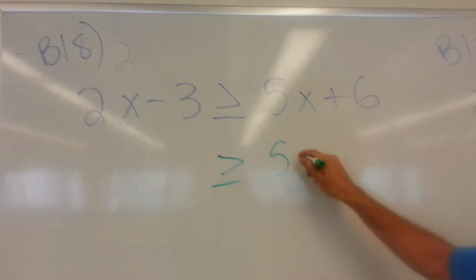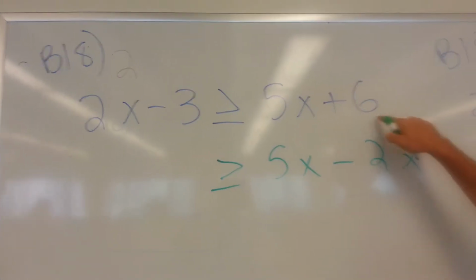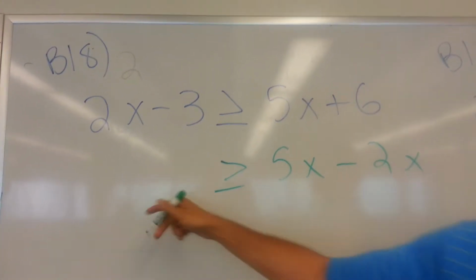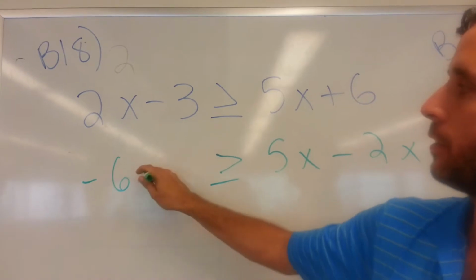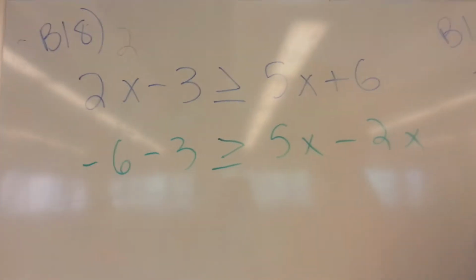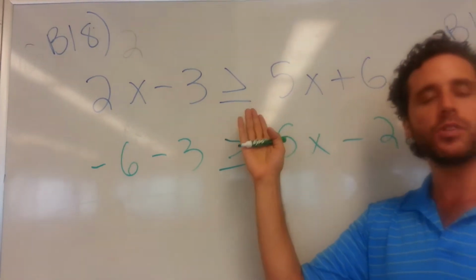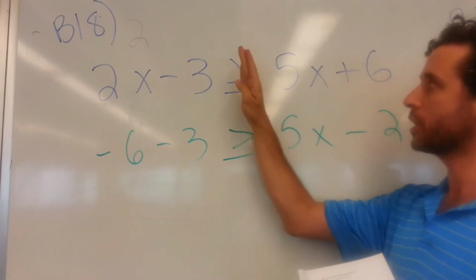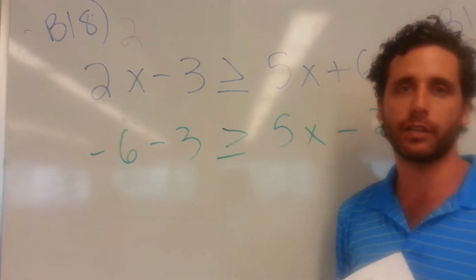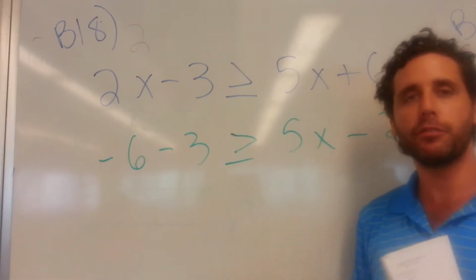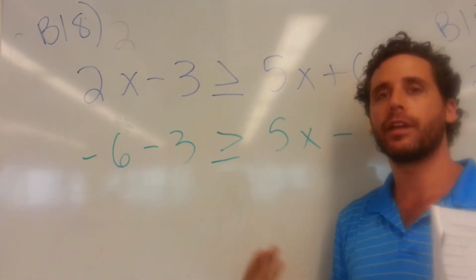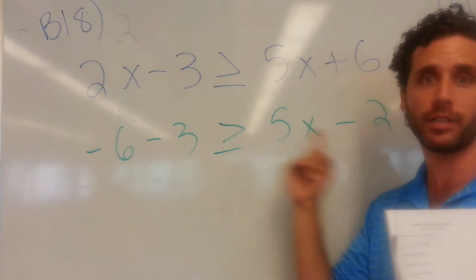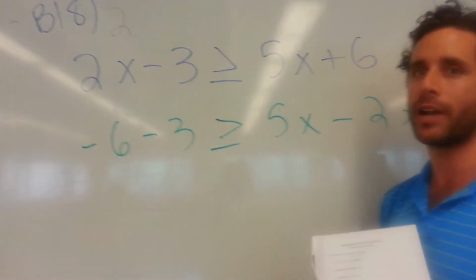So that's 5x minus 2x. And then here we have a positive 6. I'm going to have to make that a negative 6 on the other side, and then keep the negative 3 the same. You're treating this like an equal sign, except when you divide or multiply by a negative number, then you need to change the direction of the inequality. Ideally, if you don't have to divide by a negative number, then you wouldn't need to change the direction of the inequality. So that's why I always bring the x's to the side with more x's.